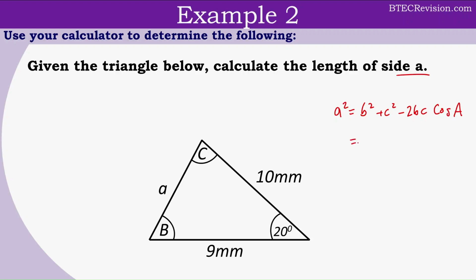Plugging in our values, B we know is 10 squared, plus C, which is 9 squared, take away 2 times 10, because B is 10, times our C value, which is 9, times cos, and our angle is 20 degrees. This gives us a value of 11.9, and that is A squared. So square rooting our answer to get our A value, you can see A is equal to 3.44 millimeters for the final answer.